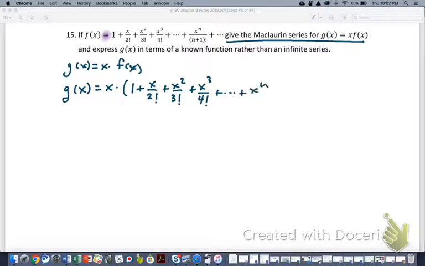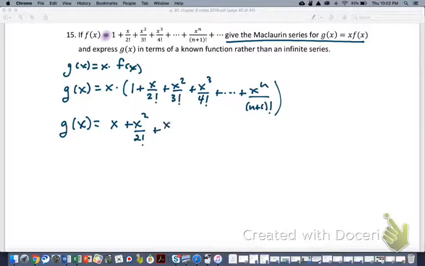And I got the nth term here, like so. I can simplify this. In fact, I definitely want to, so I'll distribute that x throughout. So this will be x plus x squared over 2 factorial plus x cubed over 3 factorial. I'm hoping this is starting to look kind of familiar. Plus dot dot dot plus x to the n plus 1 over n plus 1 quantity factorial.